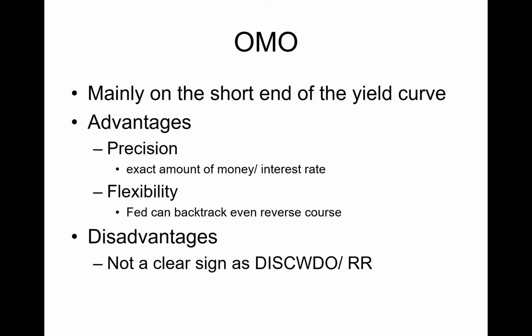So for example, suddenly in the morning, the Fed is doing open market purchases and realizes that, oh boy, we need to dry out the liquidity. It can do open market sales. The disadvantages are it's not a very clear sign. So the Fed can keep on doing open market purchases and sales in the background. People will know it, but are not cognizant of that as strongly as a discount window or a required reserve ratio change created by the Fed.